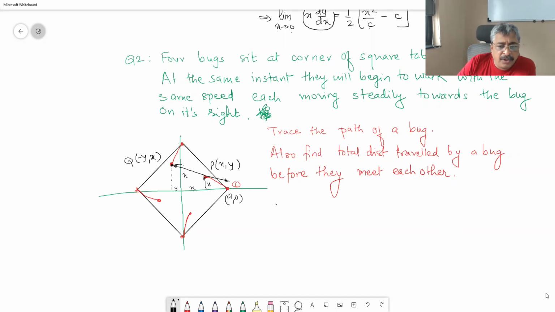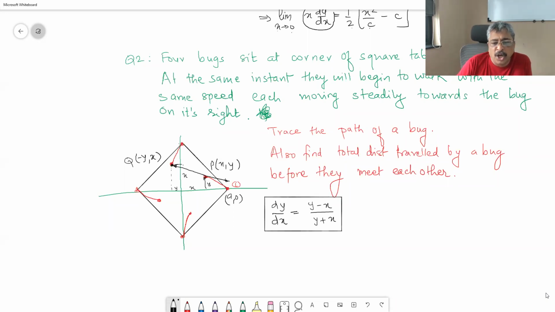Correct? Therefore dy by dx, the slope of that tangent, is equal to what? x minus y upon y plus x. This is the differential equation that you have, which if you solve, you get the relationship between y and x. Now, I think something like this we have already solved. So from here you should proceed and get the equation solved. I mean, it is as simple as that.